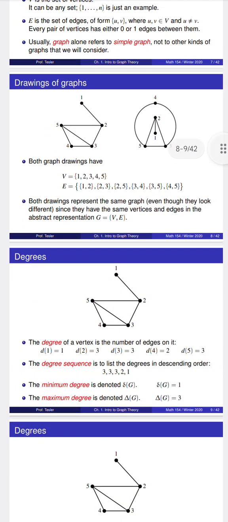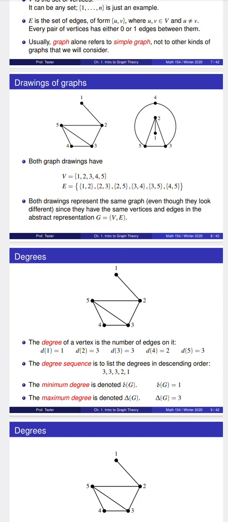Degrees. So what is the degree of a vertex? The degree of a vertex is the number of edges on it. Suppose we have to find the degree of 1. With vertex 1 there is only one edge connected. D(2) is the number of edges connected with vertex 2. Here we can see with 2 there are 3 edges connected, so the degree will be 3.